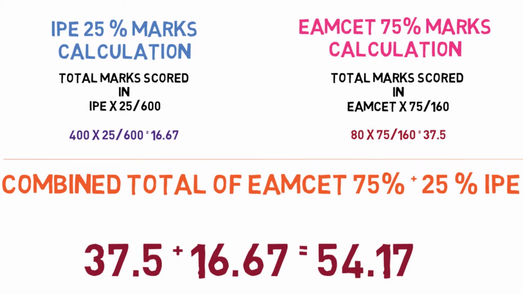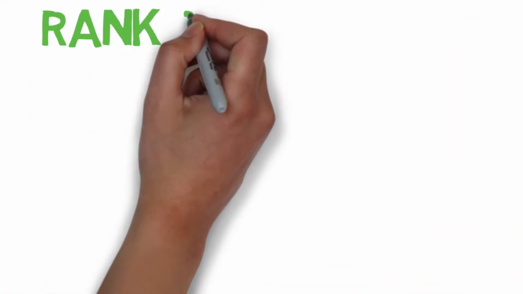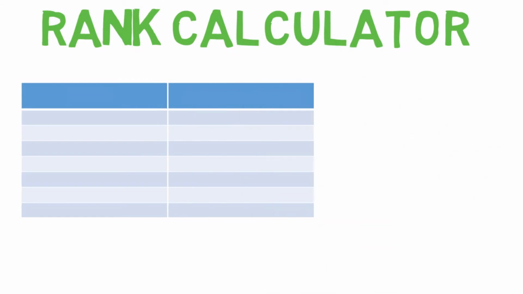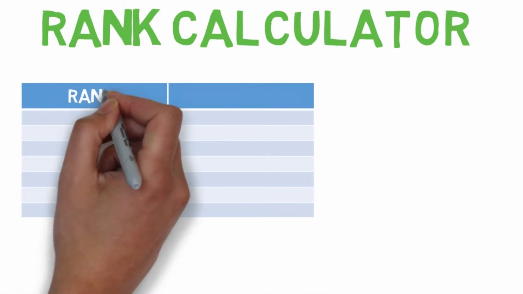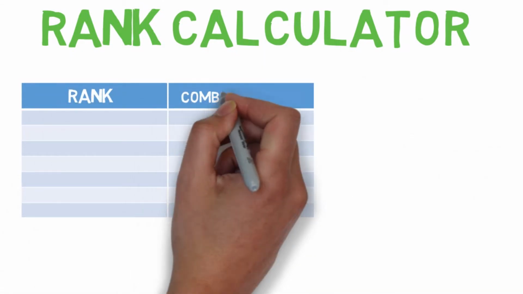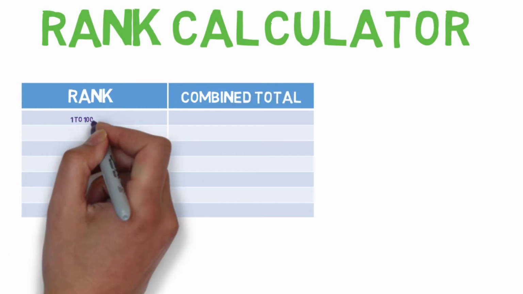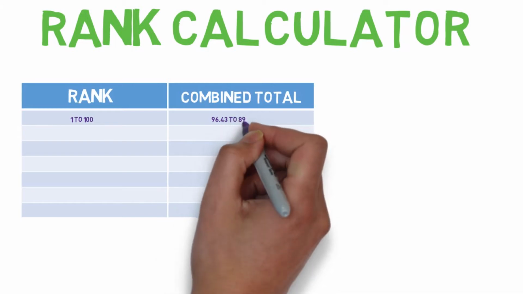On this basis, a rank is calculated. Let us see how a rank is calculated on the basis of the combined total. The rank is calculated on the basis of two things: the rank and the combined total. For example, if a student wants to secure a rank between 1 to 100, the combined total should be 96.43 to 89.43.